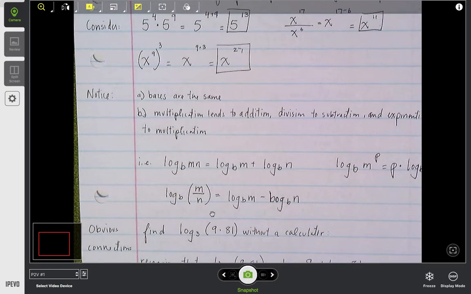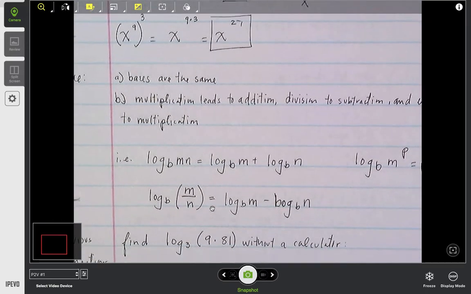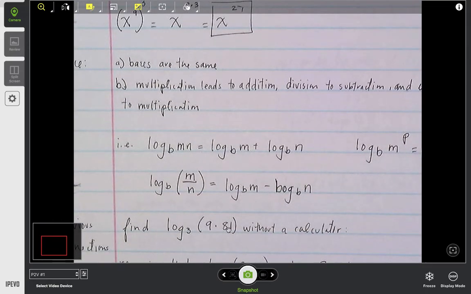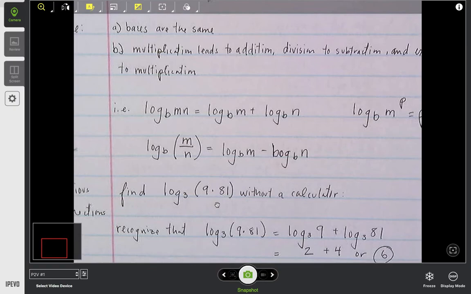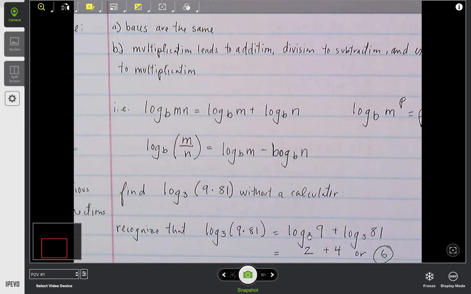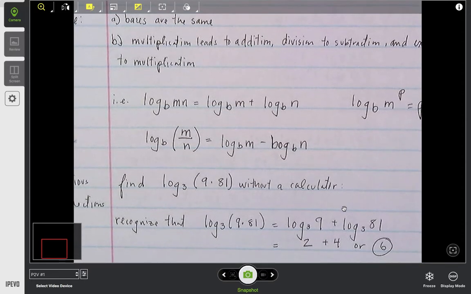Well, there's some obvious connections. For instance, if we're asked to find log base 3 of 9 times 81 without a calculator, your first inclination might be to multiply 9 and 81. But why do that? Why give yourself a larger, more complex number to deal with, when in fact you can think of this problem as log base 3 of 9 times 81 being the same as log base 3 of just 9, and whatever that power is, because this is a multiplication problem, I'd be adding that on to log base 3 of 81.